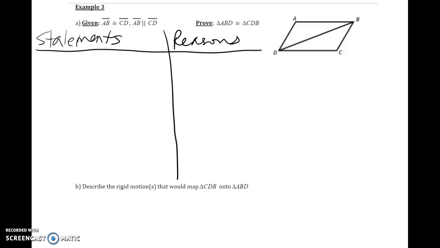Unit 4, Lesson 2, Example 3. In this video, I will do the 2-column proof. In the next video, I will do the flow proof. Again, you can choose which video you want to watch for this one, or watch them both anyway.